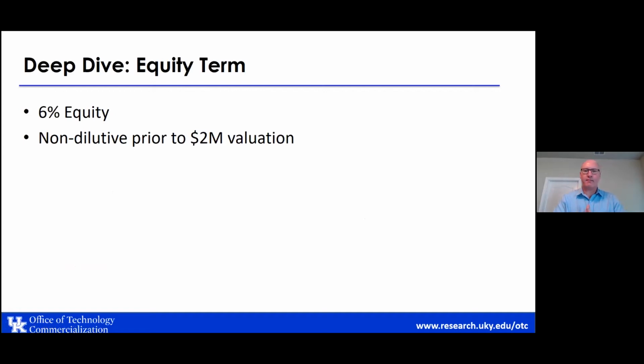Okay, so the equity term, this is one that I want to take a few minutes and unpack, because I know for some people this might be scary. For a lot of people, the language around this is something that you're not used to seeing, so I want to talk a bit about it. The 6% equity that UK takes is founders equity. It's common stock equity, just like what all the other founders in the company are getting. But the non-dilutive aspect is one that raises some eyebrows.